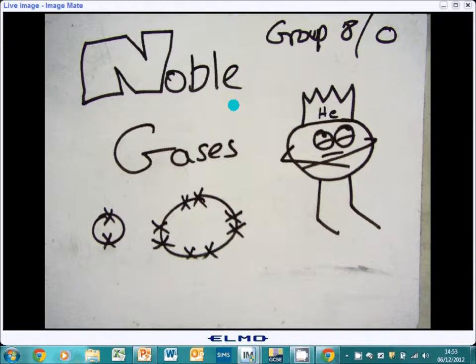Every single element in group 0 is colourless. Not clear, colourless. So they don't have any colour at all.